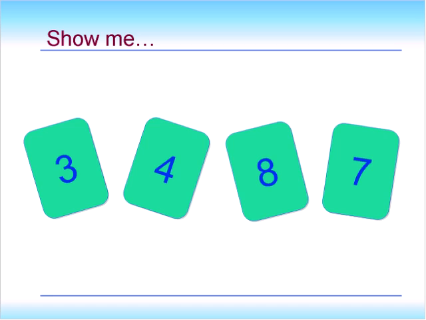So I'll ask you a question and you can respond. So using all 4 digits, or as many digits as you can, could you write down, please, the largest odd number that you can make? The largest odd number with the digits 3, 4, 8 and 7. Have a go.